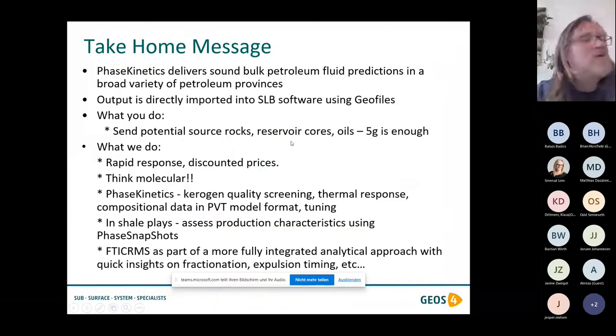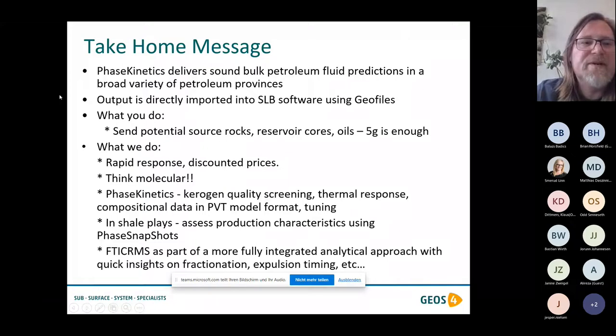So okay, that's almost it. I don't want to sum up everything again. So here's my take home message and little infomercial. Phase kinetics delivers sound bulk petroleum fluid predictions in a broad variety of petroleum provinces. And you can directly import the output into PetroMelt software using geofiles. And you only have to send us potential source rock, reservoir cores, or oils.